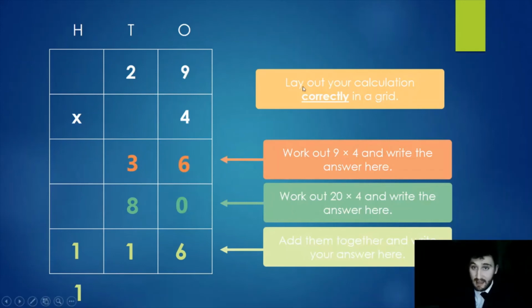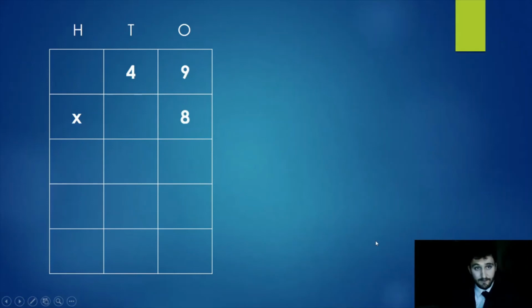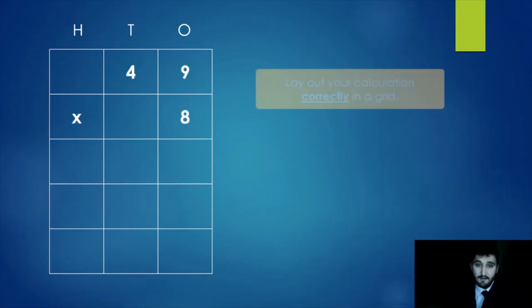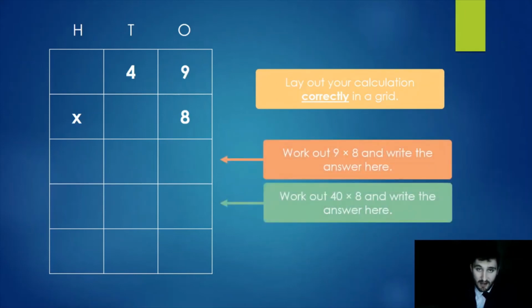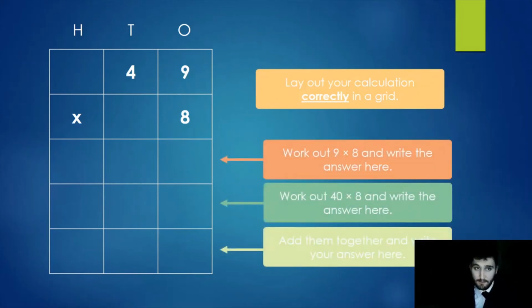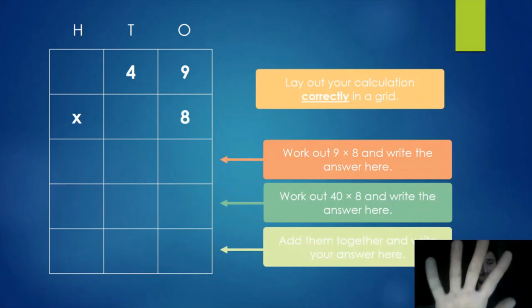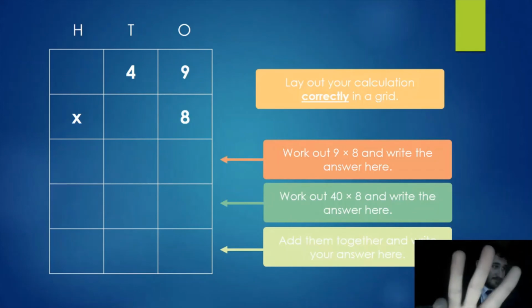So our first step, lay it out correctly, work out the ones, work out the tens times 4, and then add them together. So next, 49 times 8. So remember, lay it out, work out the ones, work out the tens, and then add them up. So in a moment, I'm going to ask you to pause, work this out, we'll go through it, see if you've got it right. So pause.